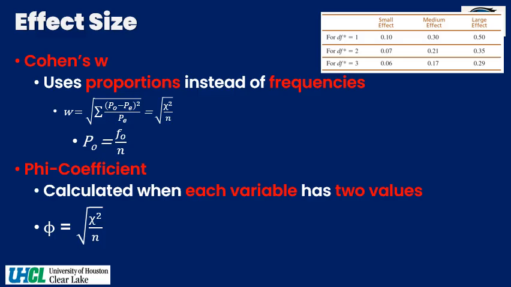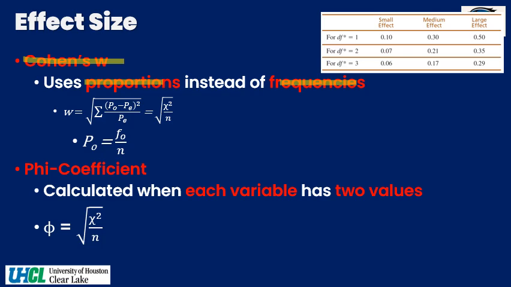So based on that, we need to do a post hoc type test to look at effect size. And we have 3 different options for being able to do that, depending on what kind of data we are collecting and the levels of the variables that we're collecting. We can calculate a Cohen's W when we use proportions instead of frequencies, okay? And there's your statistic, the formula right there.